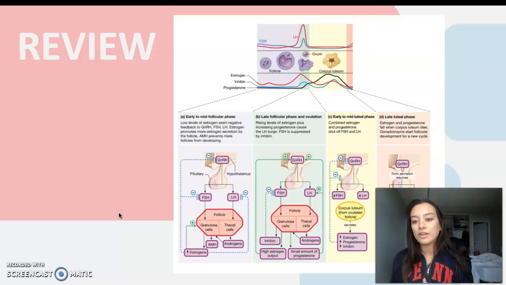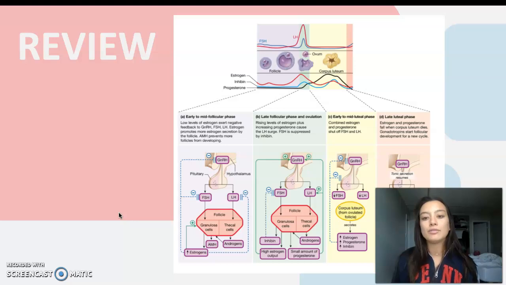But in the late luteal phase, after the corpus luteum dies, then we will have less progesterone and estrogen, which will allow for the negative inhibitory effect to stop, and gonadotropin releasing hormone, FSH, and LH will all increase once again, starting the cycle all over. So those are the basics of the feedback loops that regulate the non-gravid female reproductive system. So hopefully that was helpful.